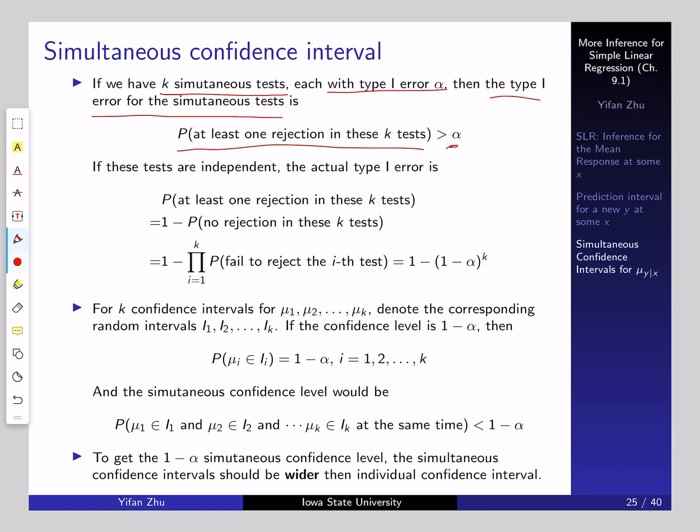And there is an extreme case. If these tests are independent, the actual type 1 error would be the probability of at least one rejection in these k tests, which is 1 minus the probability of the opposite case. The opposite of at least one rejection is no rejection in these k tests. Because these tests are independent, use 1 minus the product of the probabilities that you fail to reject each test. The probability of failing to reject the ith test is 1 minus alpha, so the product is (1 minus alpha) to the power k.